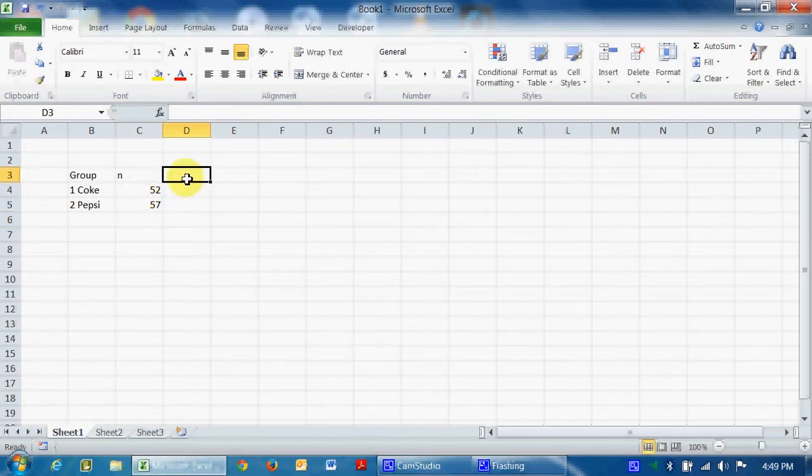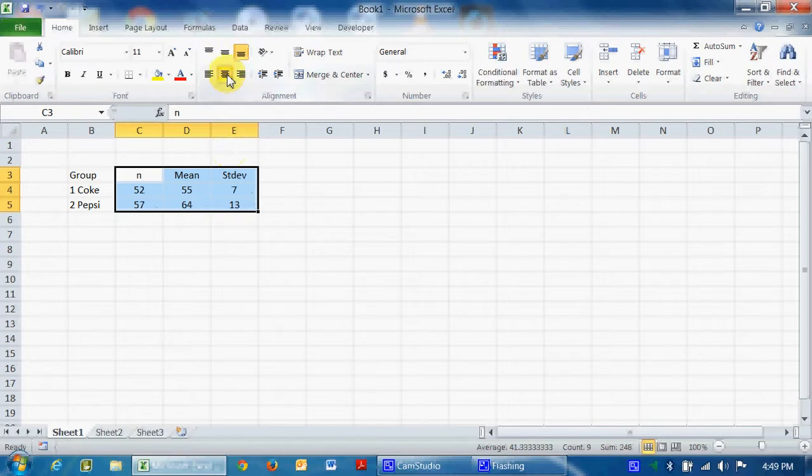And then we will have mean, 55 and 64. And standard deviation of 7 and 13. They centered these, so let's go ahead and do that as well, just like in previous chapters.